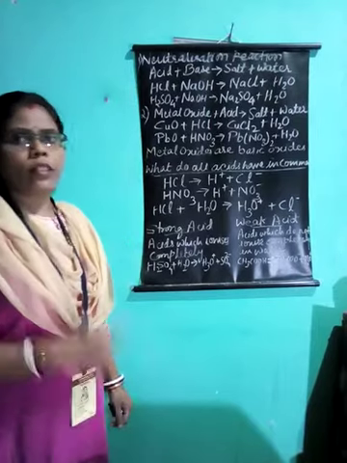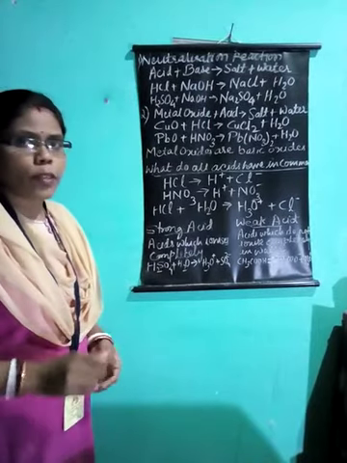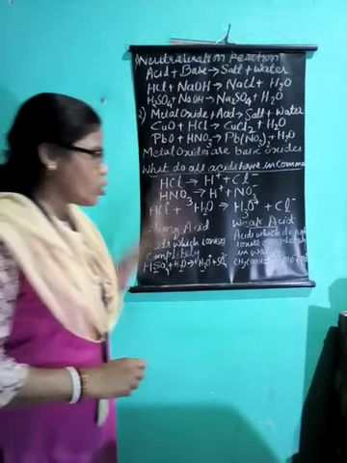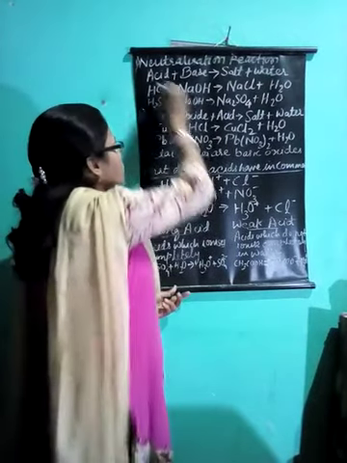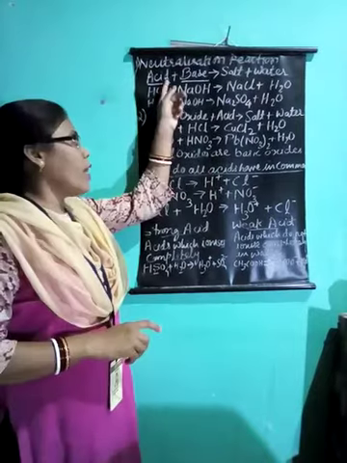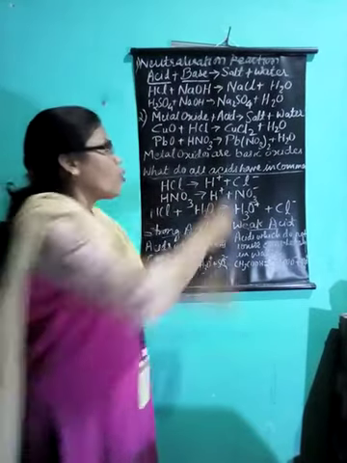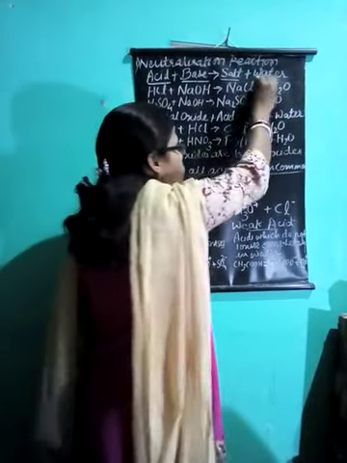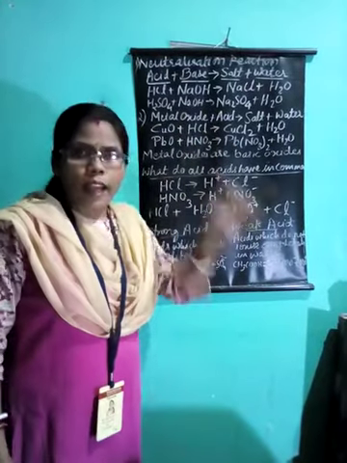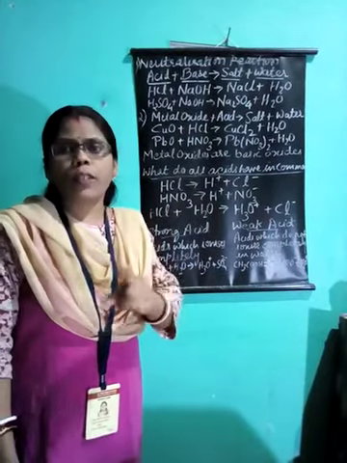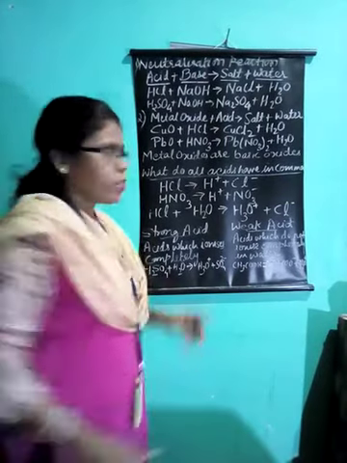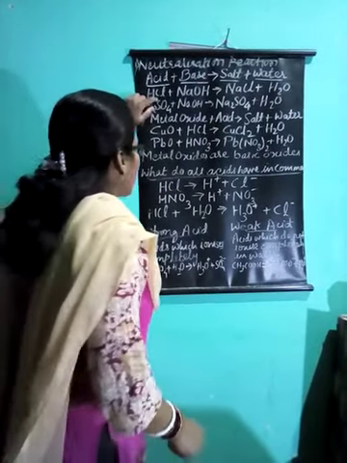Now we will be studying the new chemical properties of acids. First is the neutralization reaction. Now what is a neutralization reaction? You can see here, when acid reacts with base, what is formed? Salt is formed and water is obtained. The reaction in which acid reacts with bases to form salt and water is called a neutralization reaction.